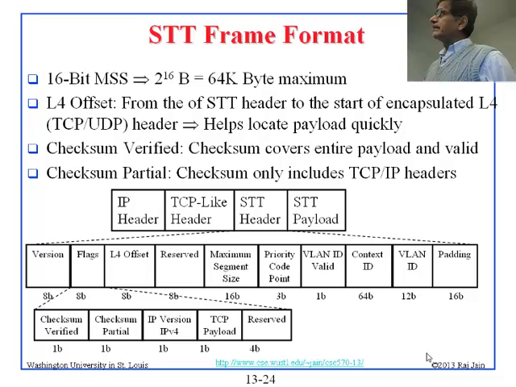This is like the VXLAN header. The VXLAN header was very simple. All it had was the VNI field. Remember that? There was a one-bit flag which said the VNI is valid. Here, the STT header includes the version number, the flags, L4 offset, maximum segment size, priority code point, VLAN ID, context ID, and so on and so forth. So VLAN ID valid is just one bit, which says that this ID is not just a zero or a random number, this is a valid field.